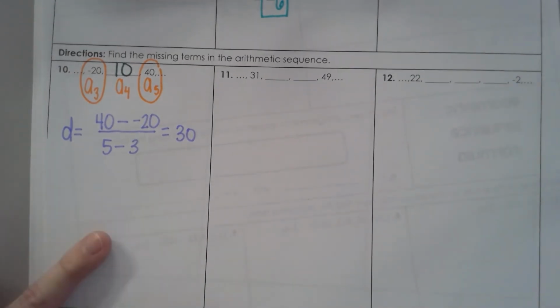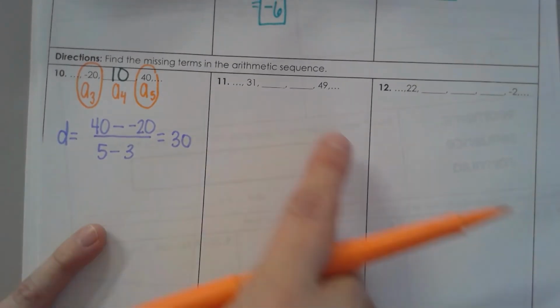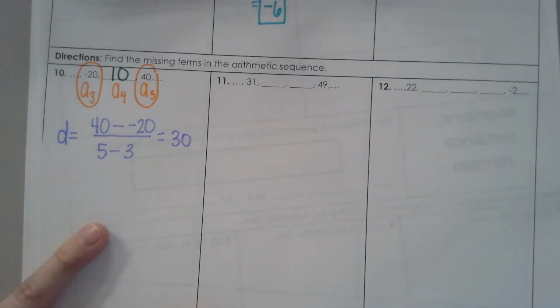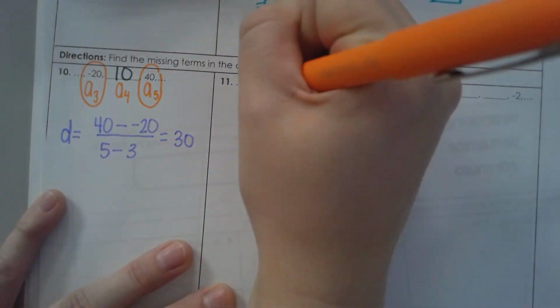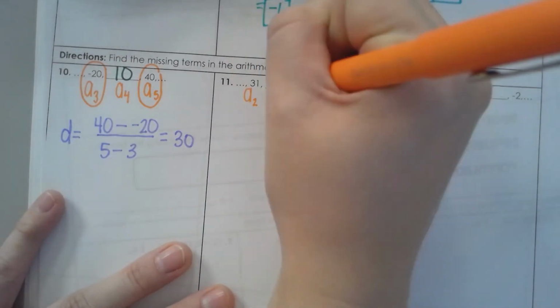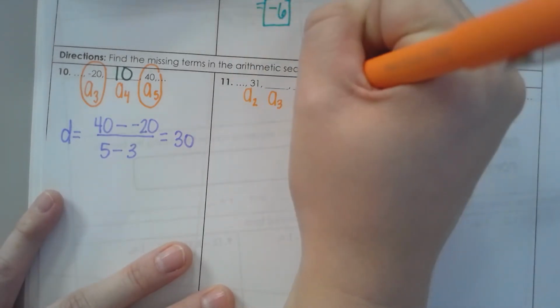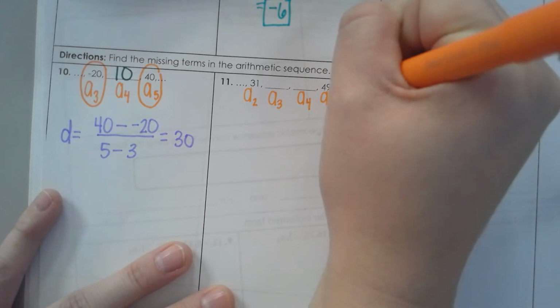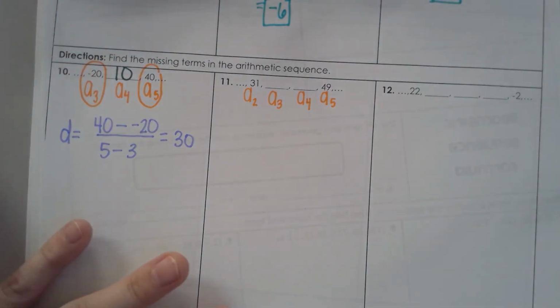All right, let's go on to number 11. This one has 2 blanks, so we need 4 consecutive terms. So I can make it A2, A3, A4, A5. It doesn't matter.